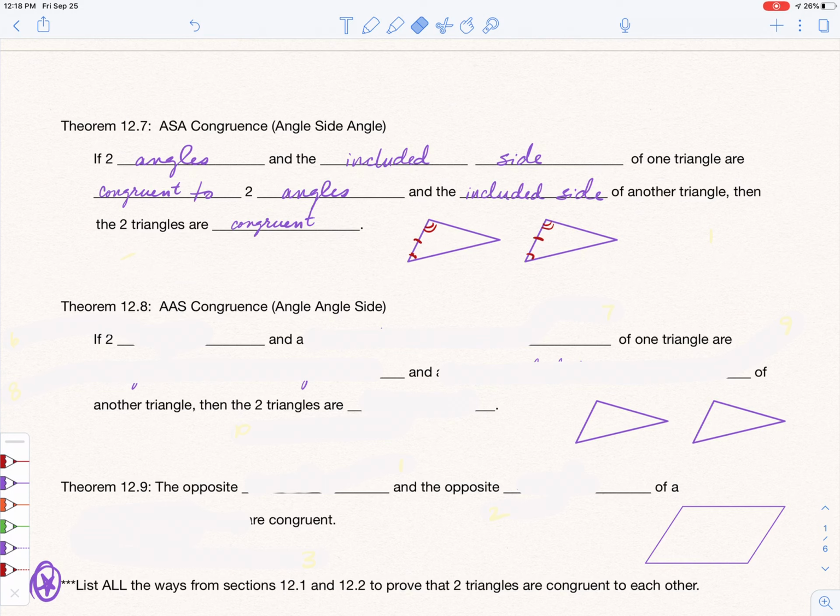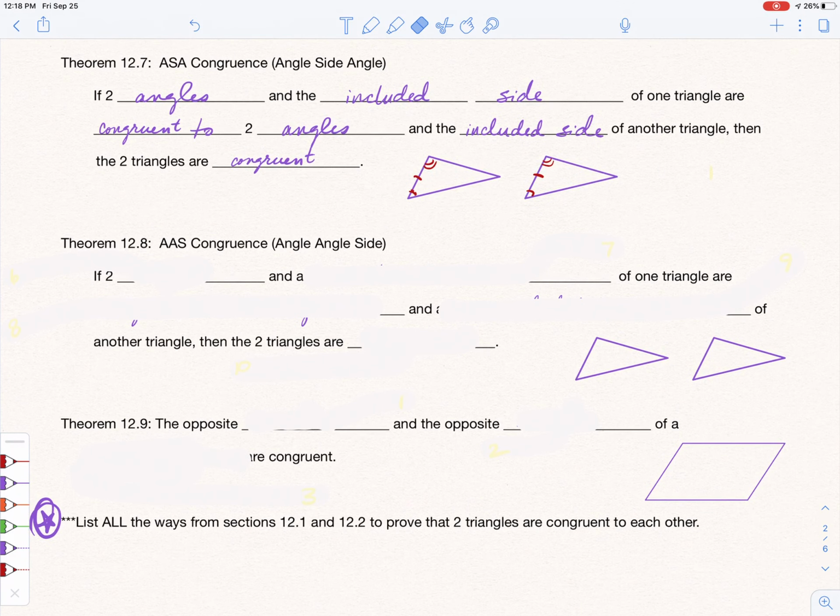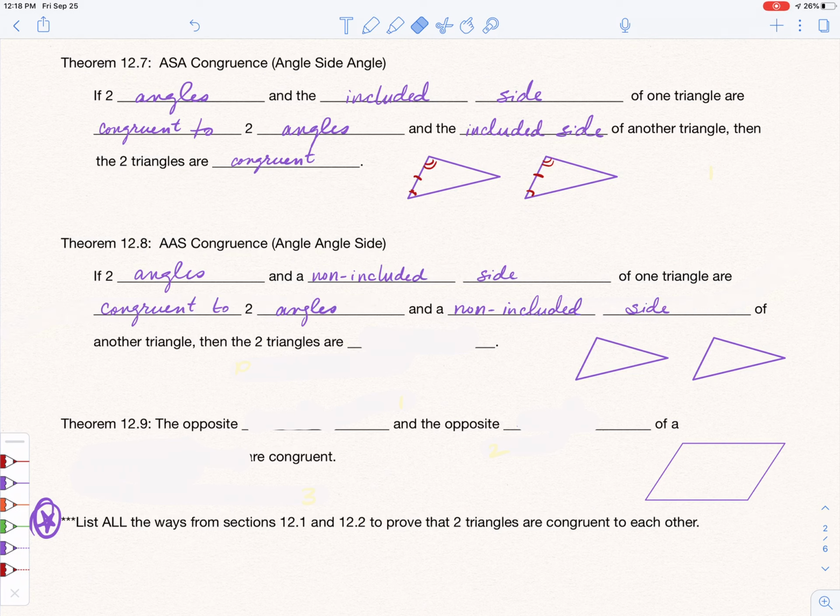And then the next theorem says that we have the angle-angle-side. So it's the same three words, but they're rearranged. That's important. So if two angles and a, this time, non-included side of a triangle are going to be congruent to two angles and a non-included side of another triangle, then you know that the two triangles are congruent to each other.